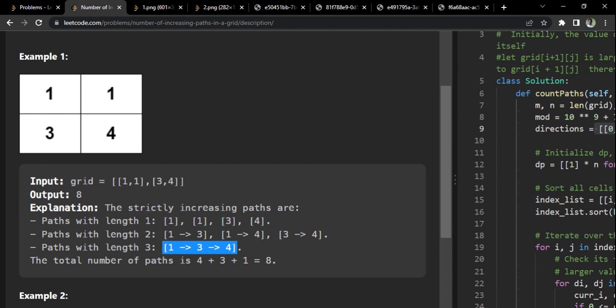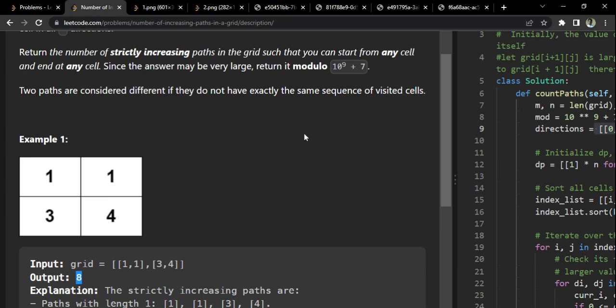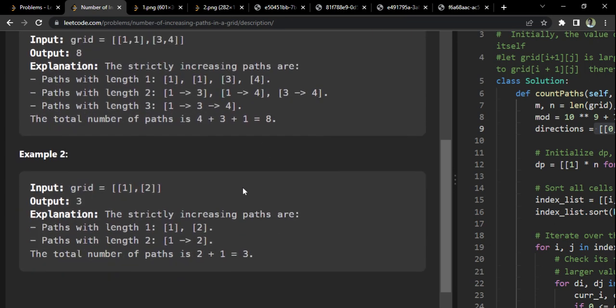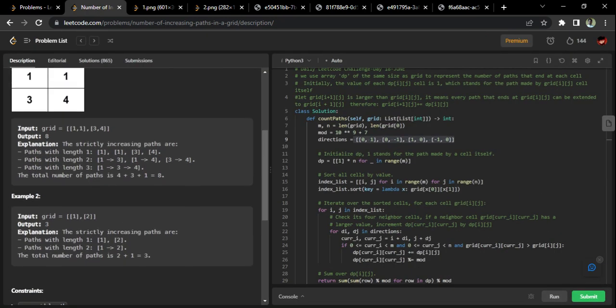So how many paths do we have? This is 4 plus 3, 7, plus 1, 8. Okay, 4 plus 3 plus 1, which is 8. So that's what it is. That's the answer. We have to return the number of paths as the answer. But if the number is bigger, we have to take the modulo by this also. So I hope you have understood the question, and you can go through the examples on your own.